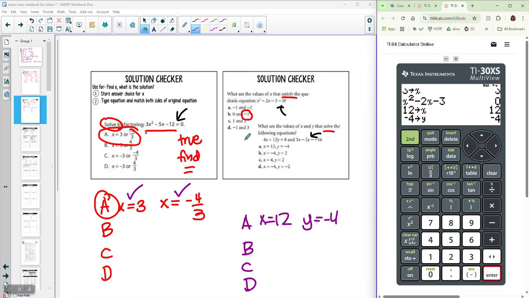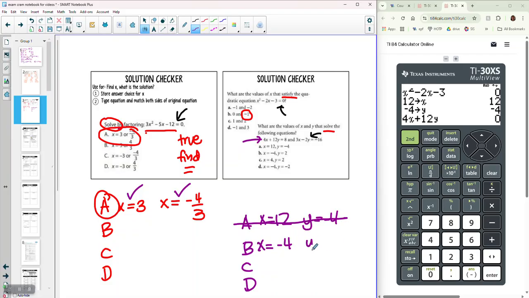I'm going to come back to this first equation, which is 4x plus 12y. I'm only going to put in the left-hand side, and I'm hoping that I get 8. Why 8? Because over on this side, it's equal to 8. And I press enter. It did not work. So even though there's two equations to check, I'm going to cross out A, because if it doesn't work in the first equation, then it doesn't matter. Those are not our solutions.